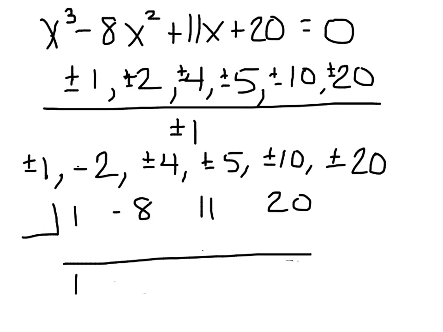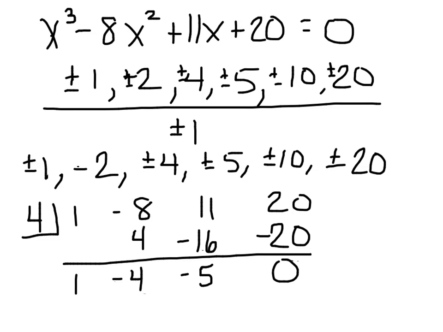4? 1? I don't know either. Pick one. 4. 1 times 4 is 4. What's negative 8 plus 4? Negative 4. What's negative 4 times 4? Negative 16 plus 11 is negative 5. Uh-oh. Negative 20. Woohoo! That means we got it.